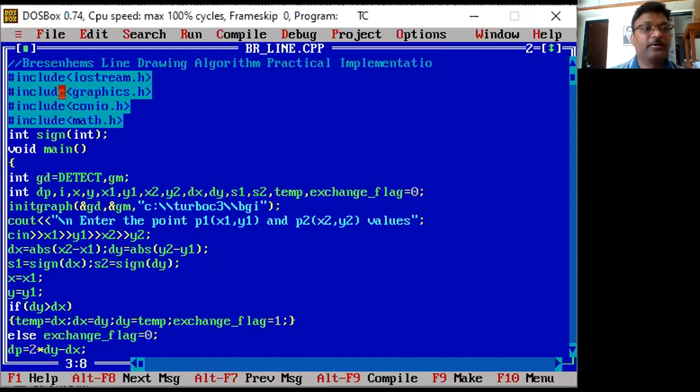Everybody understood? Is it visible? Because the connection was disconnected right now and again connected.